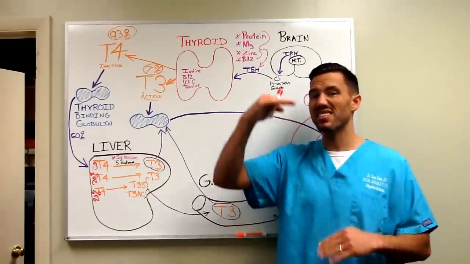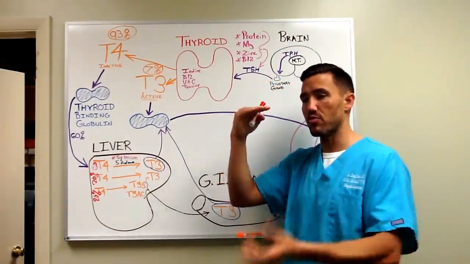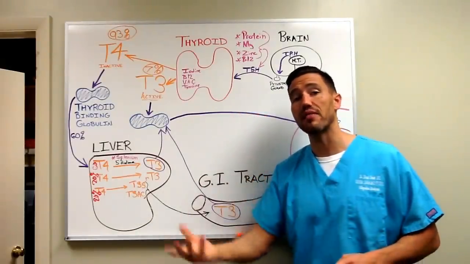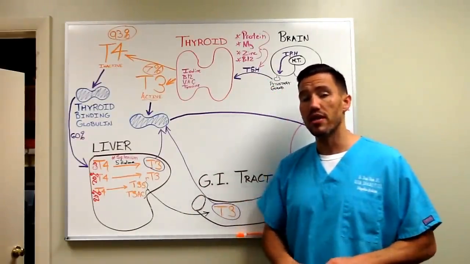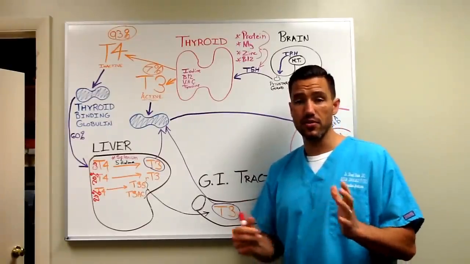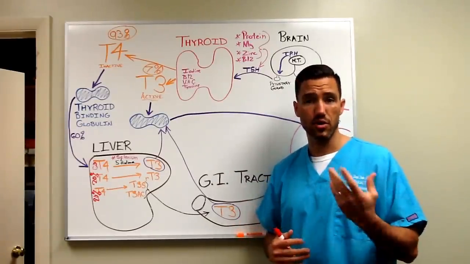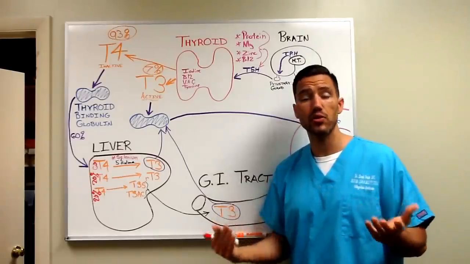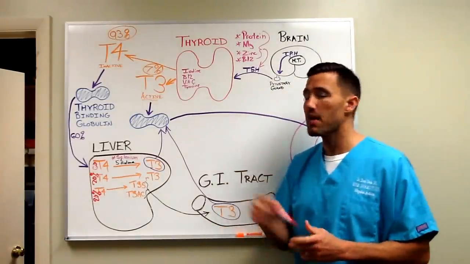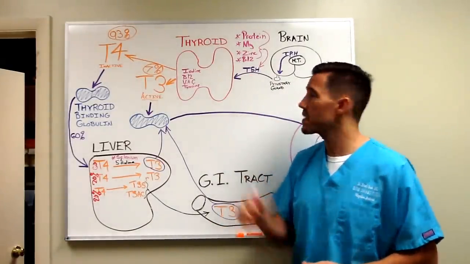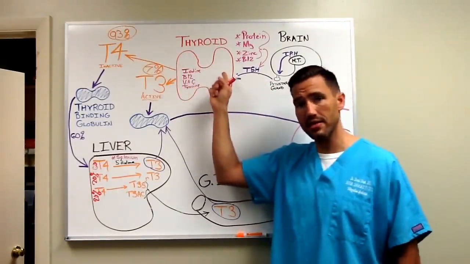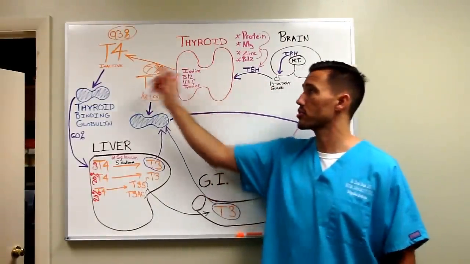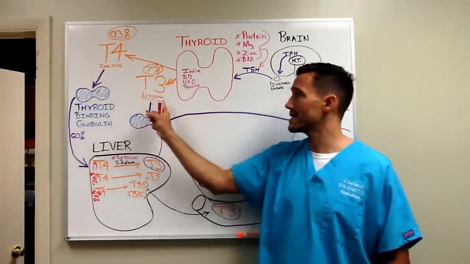So if TSH is high, then the doctors think that you probably need more thyroid hormone, and they give you thyroid hormone. If your TSH is very low, then they'll consider that you have Graves' disease or hyperthyroidism. And there's a few different reasons for that. But this is usually all they look at. So what TSH does is it stimulates the thyroid gland to manufacture and produce T4 and T3.